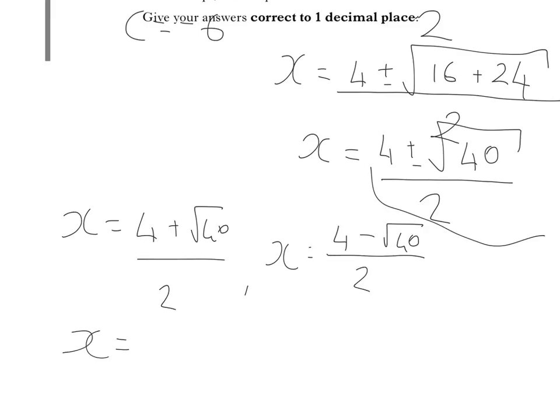So 4 plus root 40 over 2, go to the calculator. And that's 5.2 to one decimal place. For 4 minus root 40 over 2, that's minus 1.2. And that's the end of the question.